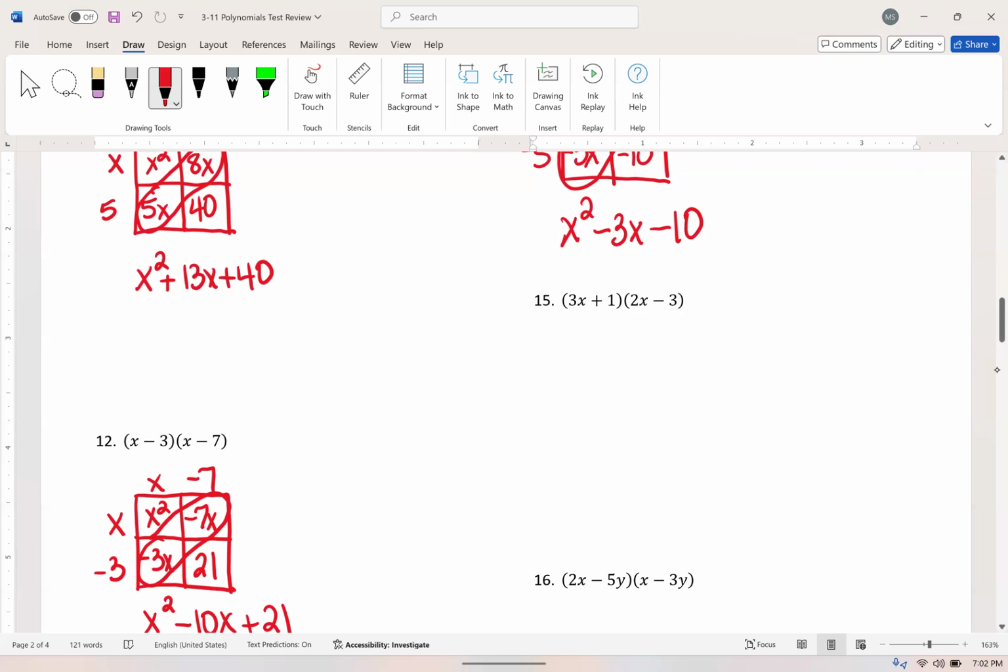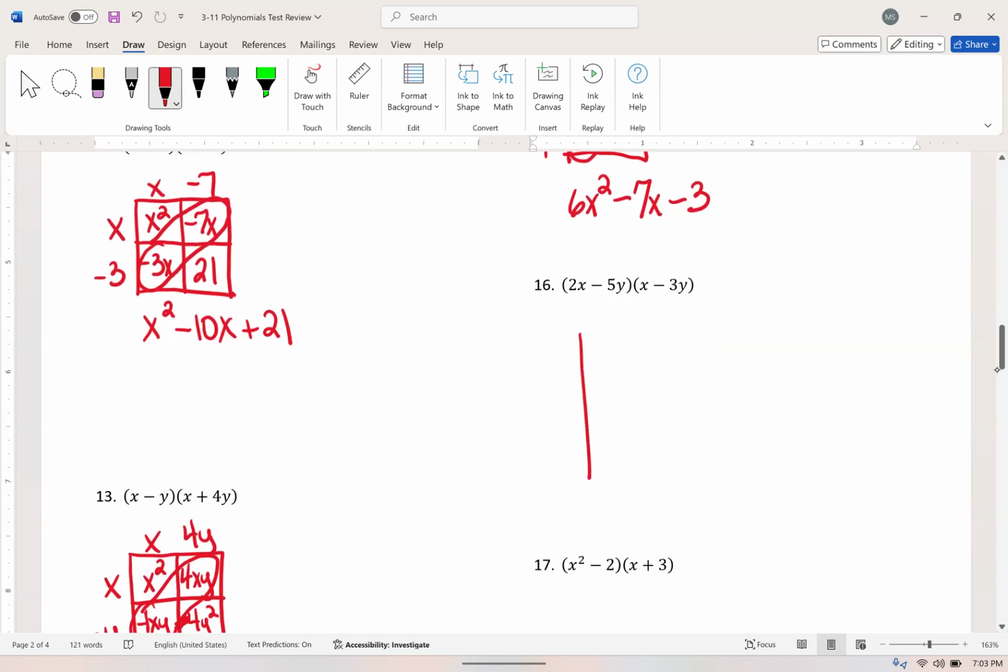Okay, number 15. Again, making a box here. Two terms times two terms, so 3x plus 1 and 2x minus 3. 3x times 2x is 6x squared. 3x times negative 3 is negative 9x. 1 times 2x is 2x. 1 times negative 3 is negative 3. So we again only have one square term. 2x minus 9x is negative 7x. And then we have the minus 3.